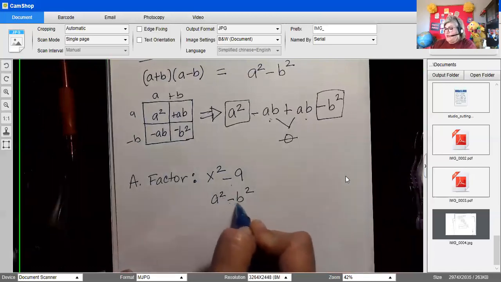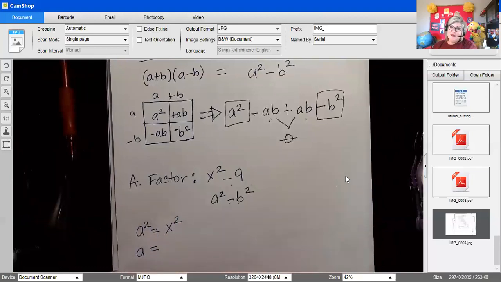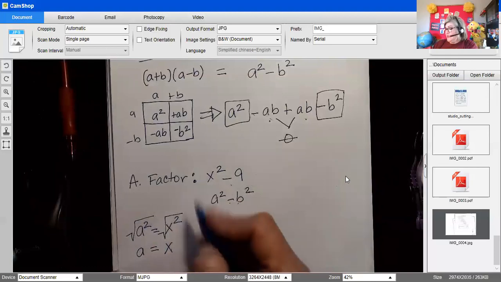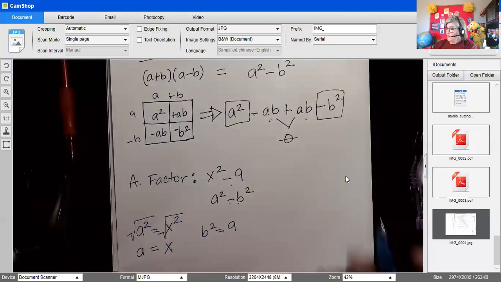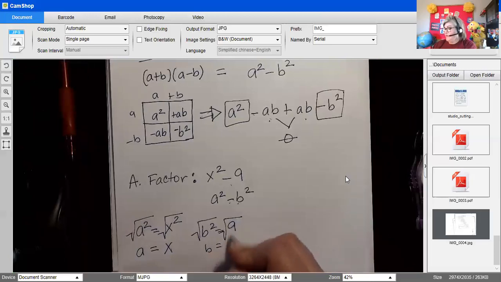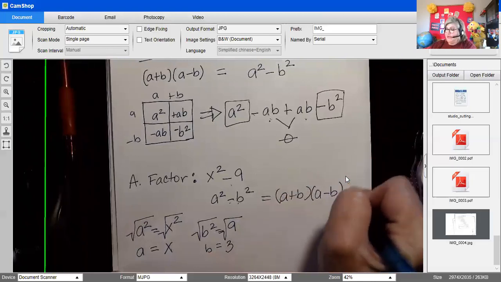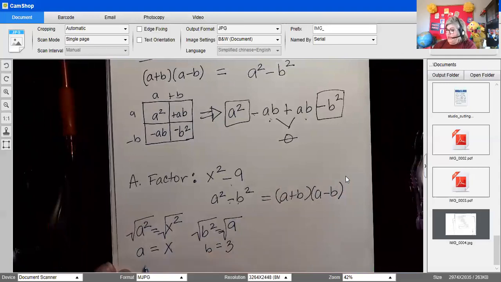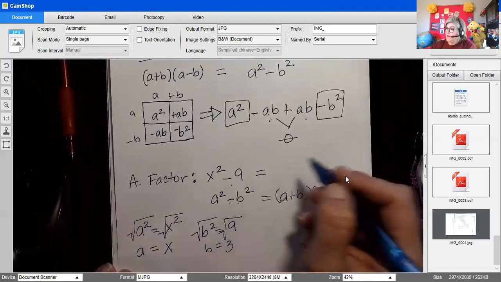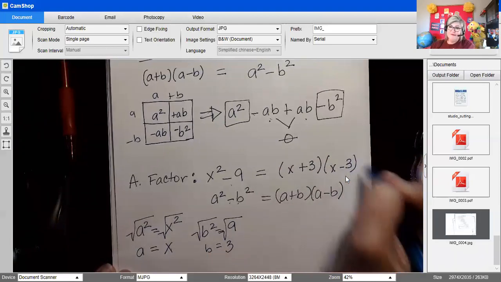So now if this is a squared minus b squared, then we know that a squared is equal to x squared. We want to know what a is. To find out what a is, simply take the square root of both sides. The square root of x squared is x. We need to know what b is. If b squared is equal to 9, then b is equal to the square root of 9, and the square root of 9 is 3. So now we can use our model (a + b) times (a - b) to factor, because now we know what a and b are, and we just plug those in. So x squared minus 9 is equal to (x + 3) times (x - 3). And there you go.